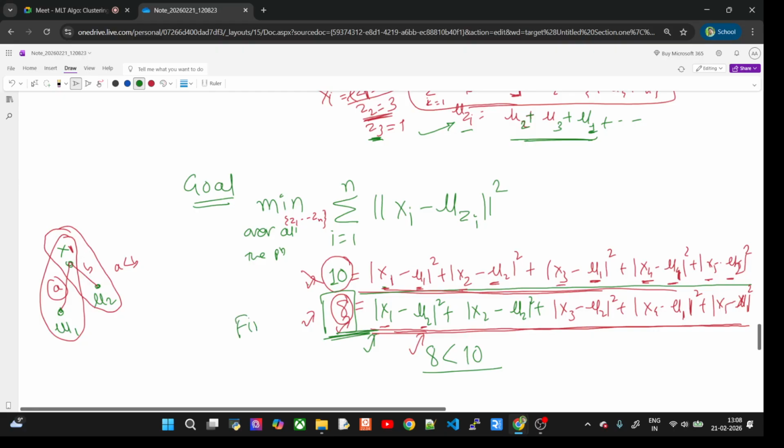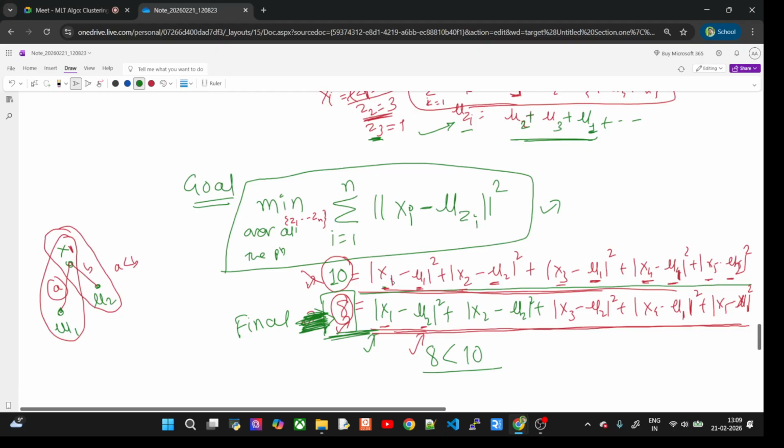Because your goal is to get the minimum of xi minus mu zi whole square. This is the goal of the clusters, when you are creating the clusters. The clusters should give this value, and this value should be the minimum among all the options you have tried.